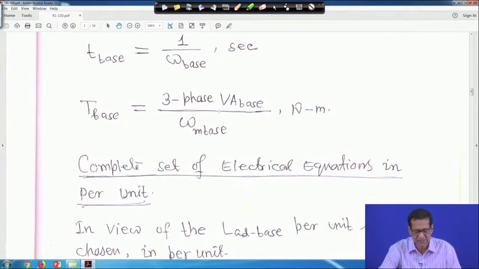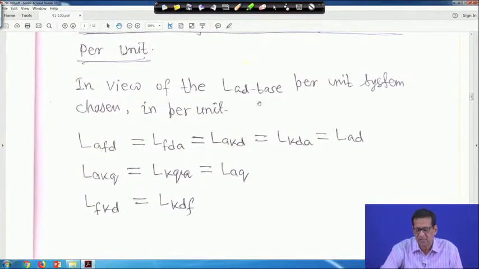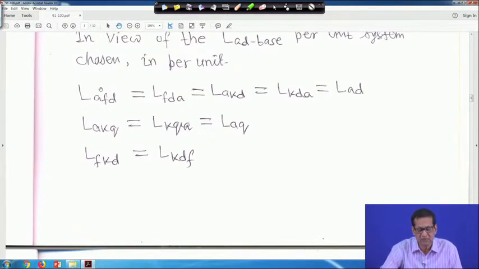And now the complete set of equations in per unit. In view of the LAD base per unit system chosen, we are not putting bar again, but these are all in per unit. When I started, there was no upper bar, and when all the quantities were converted to per unit, at that time we put bar, but after that we are not using bar, but these are all per unit only. So LAFD is equal to LFDA is equal to LAKD is equal to LKDA is equal to LAD, very easy to remember, all are the same in per unit.